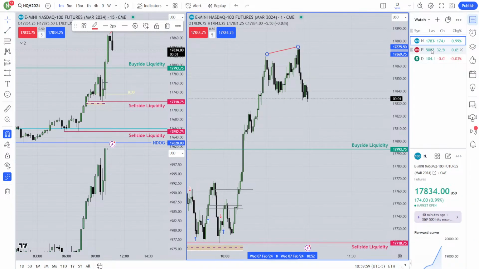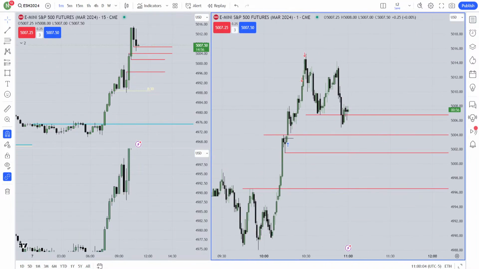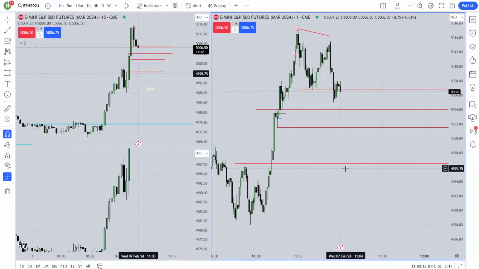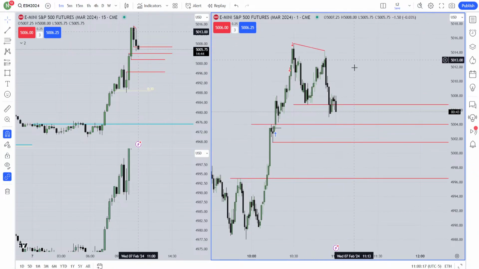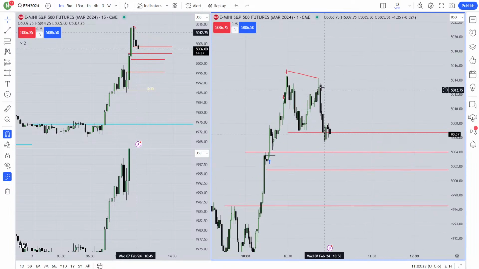Now if I go to E-mini S&P, in E-mini S&P it failed to take that high. This is an SMT. Depending on the SMT, there is a much higher possibility the market will go lower. Why? Because Nasdaq is stronger when it is going up. She is weak.